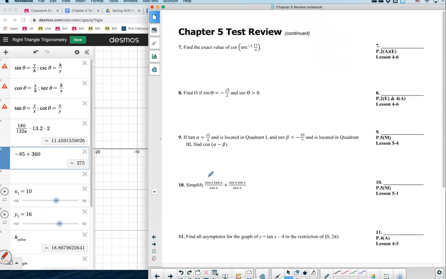On chapter 5 test number 7 says find the exact value of cotangent secant inverse 11/9. And this is from lesson 4.6. This is called composition of functions. Composition means you have a function within another function, or where you have one function, its domain is made up of another trigonometric function. That's composition with trigonometric functions, okay?